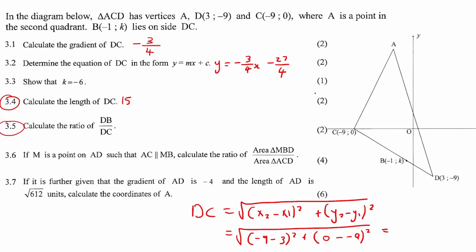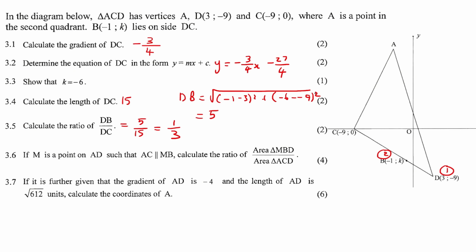This question says calculate the ratio of DB over DC. So we already have the length of DC. Now they want the length of DB, so let's just work out the length of DB. You would write out the formula again, but I'm just going to go straight into it. I'm going to use that as point 2 and that as point 1. So it's going to be minus 1 take away 3, which is negative 4, take away negative 9. And so if we work this out, we should eventually end up with 5. So if we then know that DB is 5 and DC is 15, if you simplify that, you end up with 1 over 3.